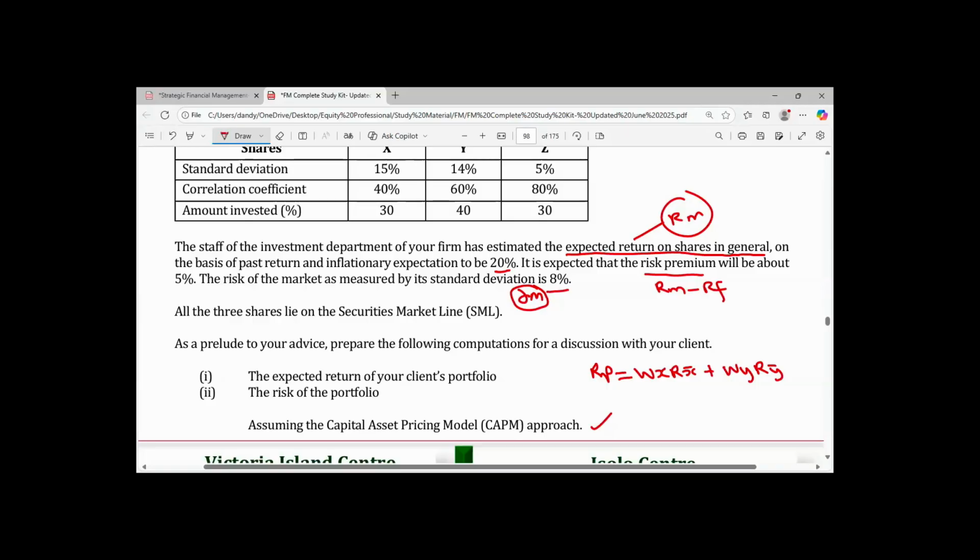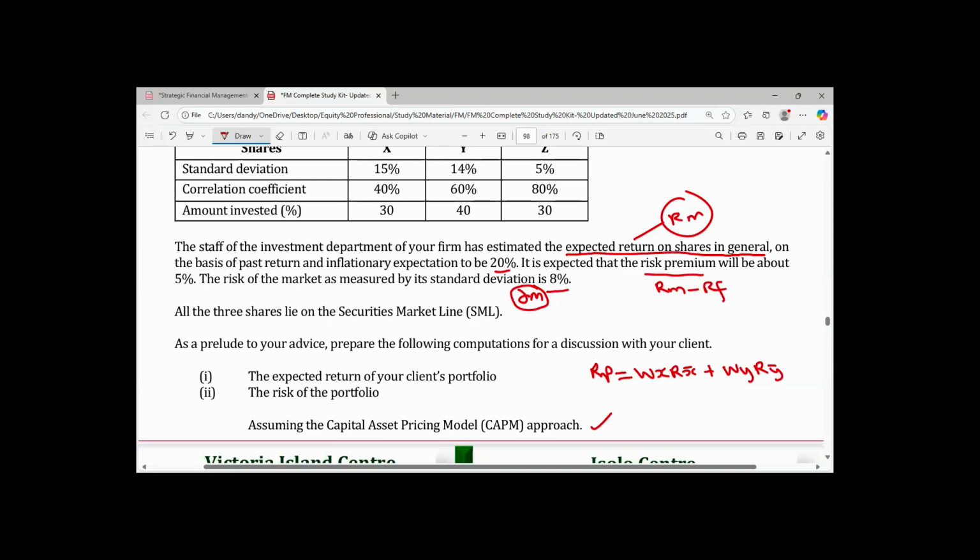But the examiner is saying in this question that you should use the capital asset pricing model. So if that is the case, what are you supposed to do for you to be able to get the return of the portfolio? The first thing that you need to do is to calculate the return of individual security.